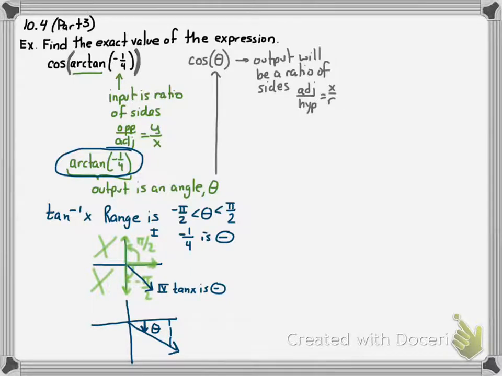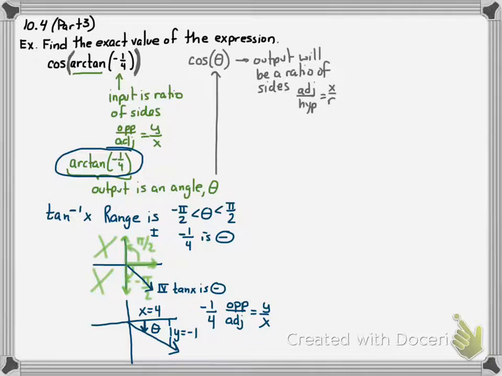Okay, so here's our picture. Now our ratio is -1/4, and that's being inputted into the inverse tangent. So -1/4 is a ratio of opposite over adjacent, or y/x. So that means that our y value will be -1, and our x value will be 4. And I know that the negative goes with the y because we're in quadrant 4.